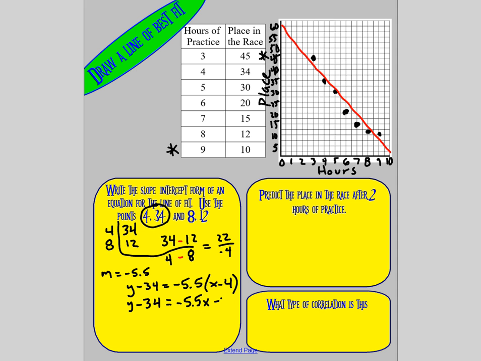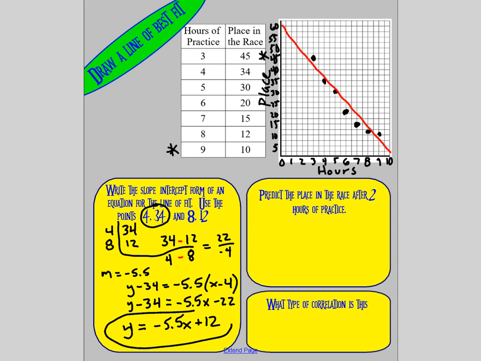Now all I have to do to finish this off is add 34 on each side. So I have y equals negative 5.5x. Add 34, negative 22 plus 34 is going to be positive 12. And that is my slope-intercept form equation right here: y equals negative 5.5x plus 12.